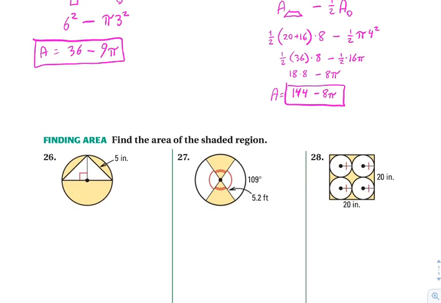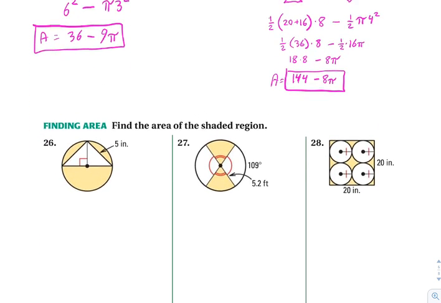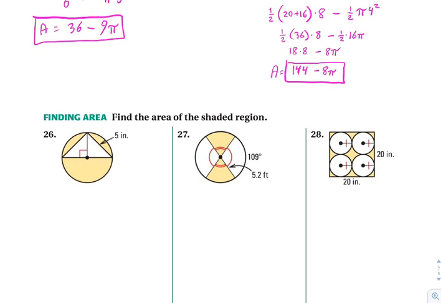Now find the area of the shaded region. A couple more composite shapes here. So this one appears to be the area of a circle minus the area of a triangle, if we could find that area. It does tell us that this length is 5, and we know that all of the radii are the same, and this is a right angle, so this is actually an isosceles right triangle of ratio 1, 1, root 2.